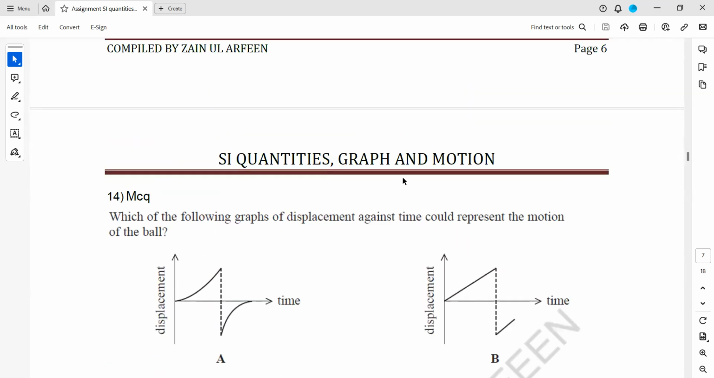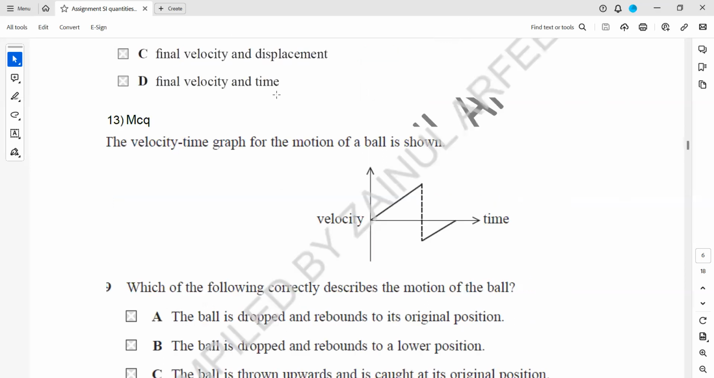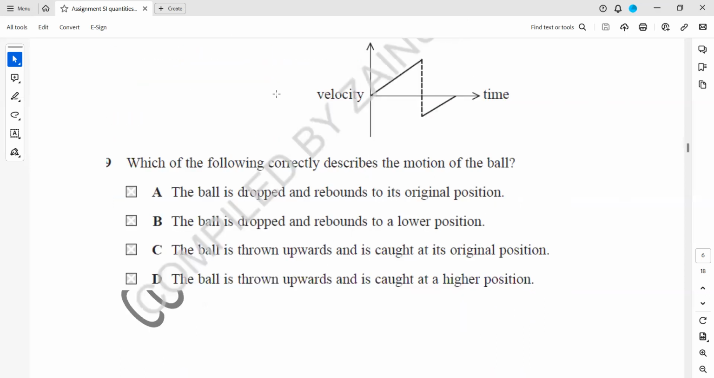So how will you know? There should be a graph here. As you can see, this is a velocity time graph. This part of the velocity time graph is a positive value and it is increasing. So we should have a displacement time graph in which the slope must be positive and it should increase. So from a displacement time graph, you can identify whether you have to take positive or negative.